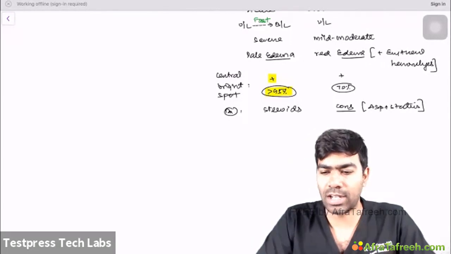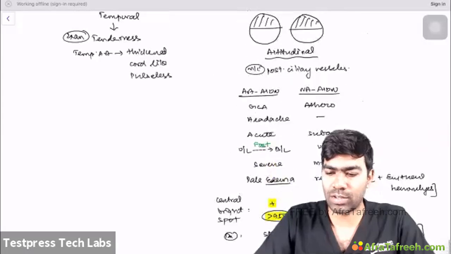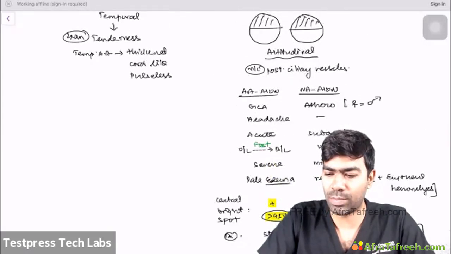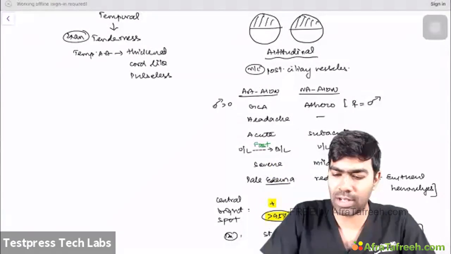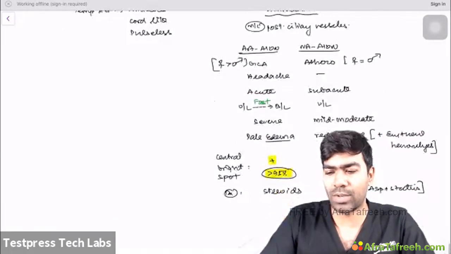And as far as the gender distribution is concerned, atherosclerosis can happen in any people, females equal to males, whereas giant cell arteritis typically happens in females more commonly. So female more than male. So this is how you differentiate arteritic versus non-arteritic type of AION.